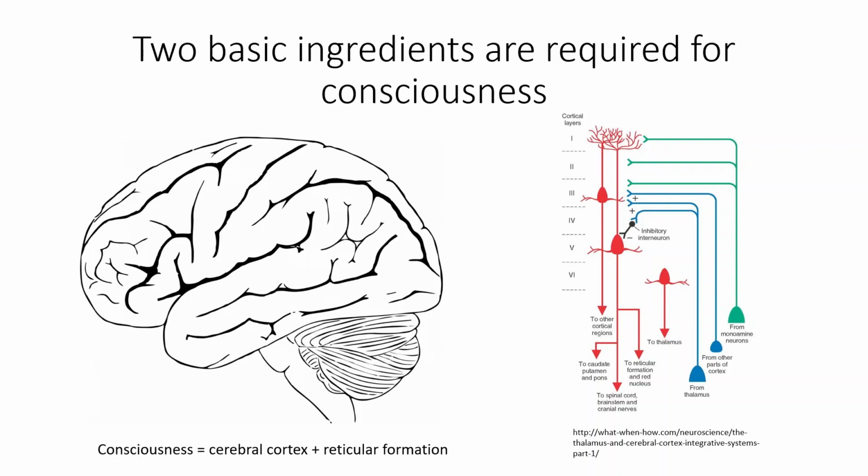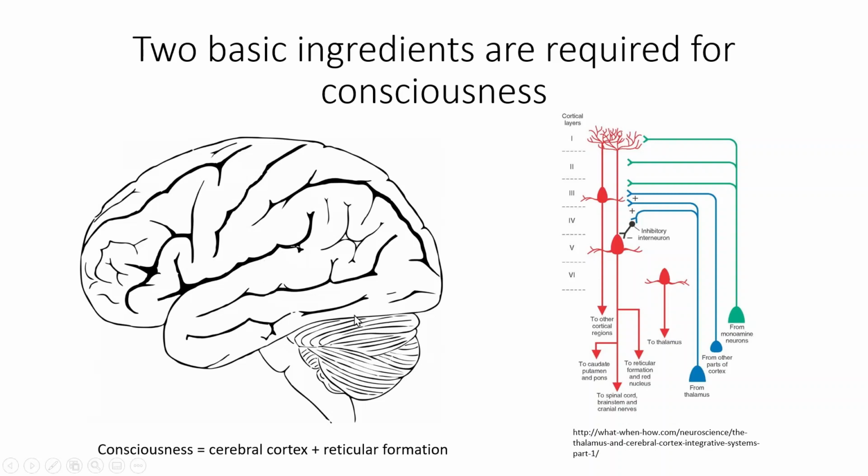Now, the reticular formation is a diffuse set of neurons sitting throughout the full length of the midbrain. And it's characterized by having many inputs from the sensory system, but also inputs from the cerebral cortex. Furthermore, the reticular formation also projects back up to the cortex, and these are excitatory.